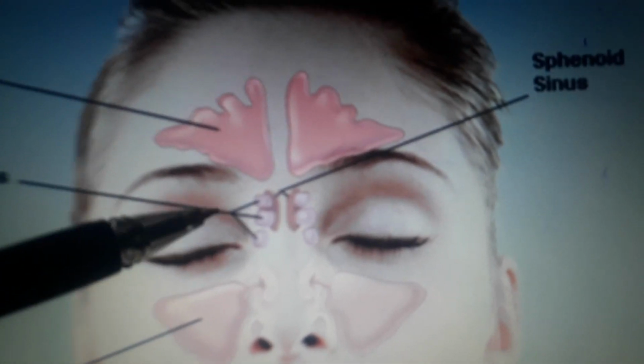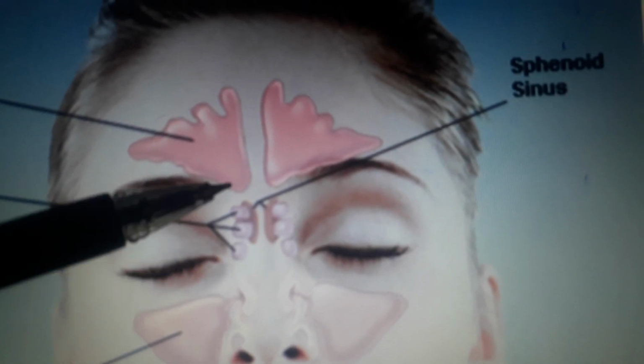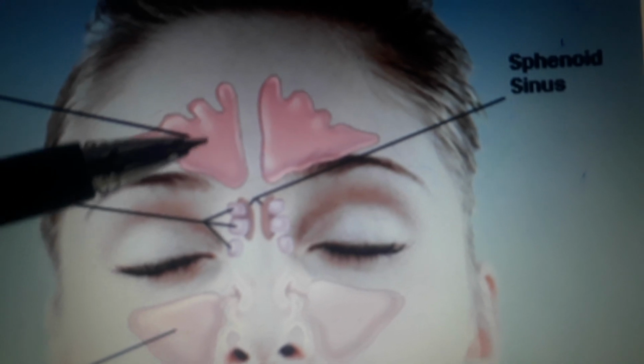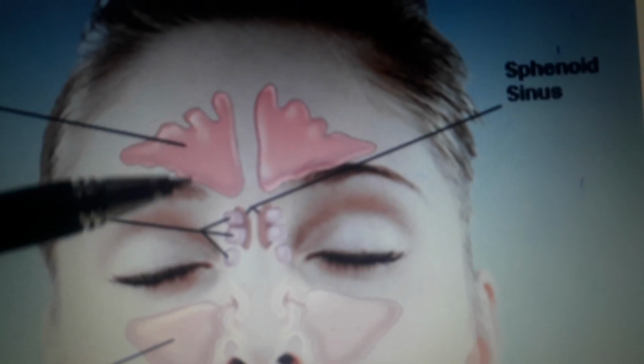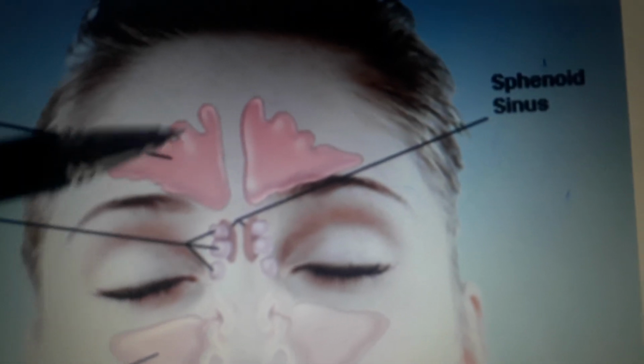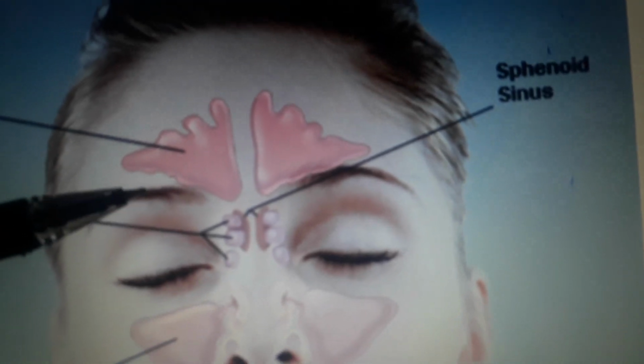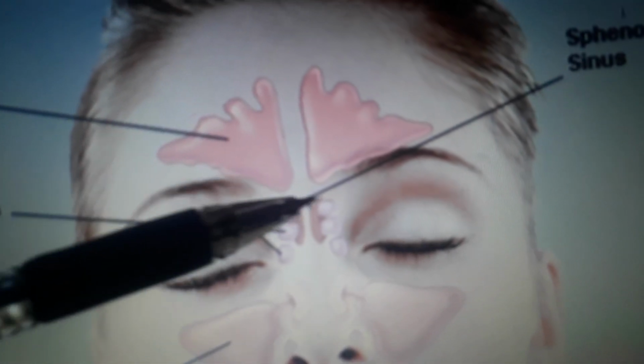Posteriorly, it is attached to the cerebral hemisphere, the frontal lobe of the cerebral hemisphere. The roof of the sinuses is attached to the nose and the orbit.